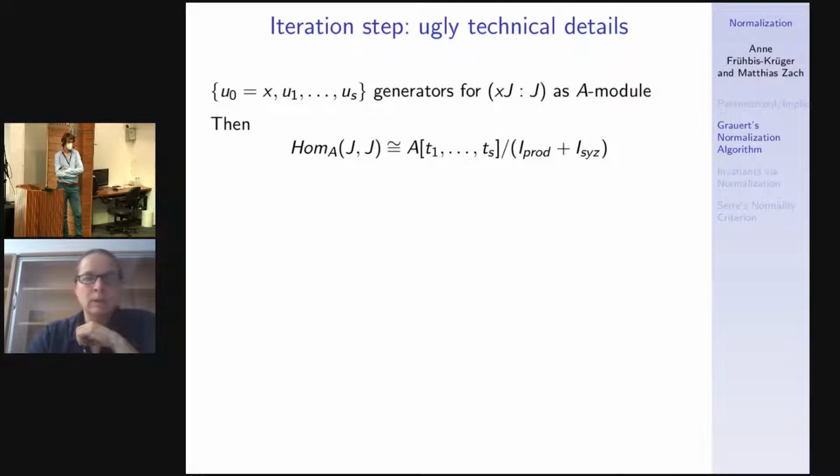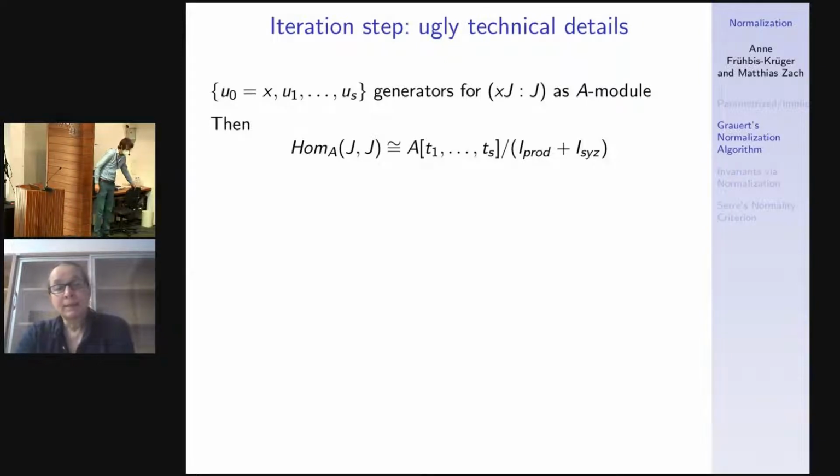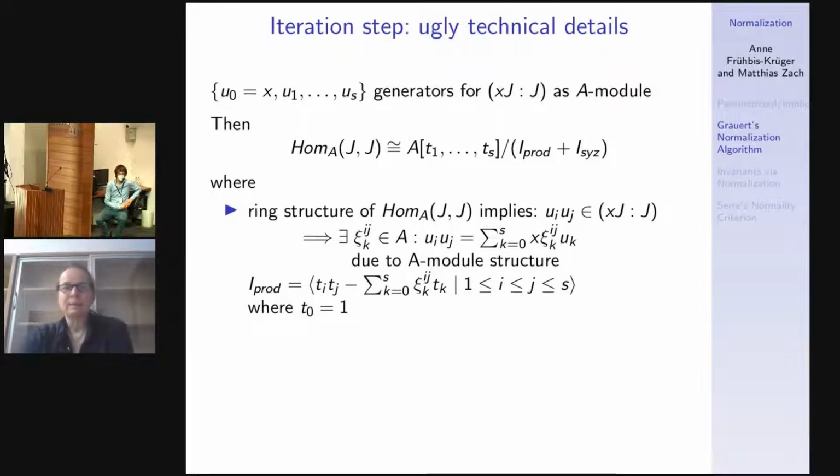U0 corresponds to X, and all those Ti should be thought of as the Ui divided by X, so U0 divided by X is just 1. But it's not just a polynomial ring in those Ti. We also have relations that have to be satisfied so that it really describes this hom A JJ, because of course there are things that happen in there.